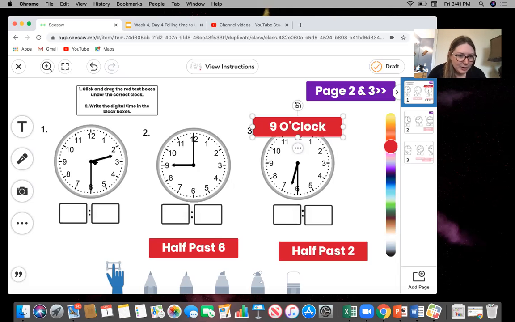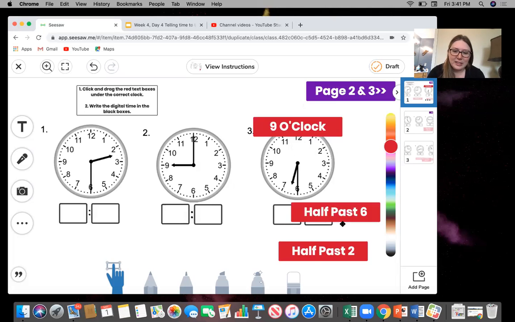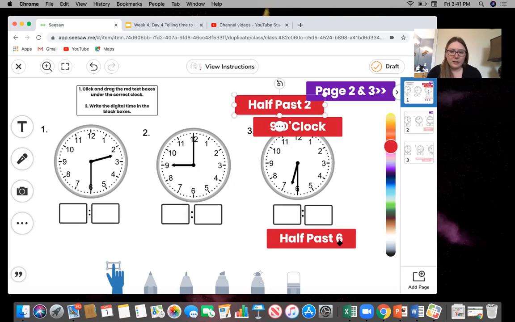Well, here my hour hand is pointing between the 2 and the 3, so I don't think that's 6:30. And here my hour hand is pointing between the 6 and the 7. So I would say that this is 6:30. Put that over there. Move these up actually. 6:30 right here. And if we wanted to write the time, we would click on these text boxes and it is 6:30.